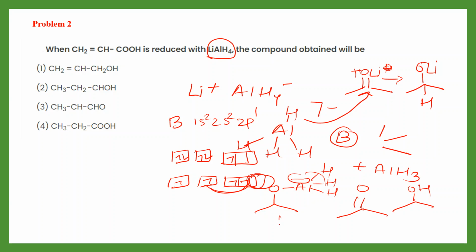and what will it form? This one, correct? So in this way, LAH can reduce ketone to alcohol, right? By giving 4 hydrides. Aluminium hydride has how many hydrogens attached to it? 4. So in one go, it can reduce 4 carbonyl groups. So therefore, it is going to reduce your C=O to alcohol.